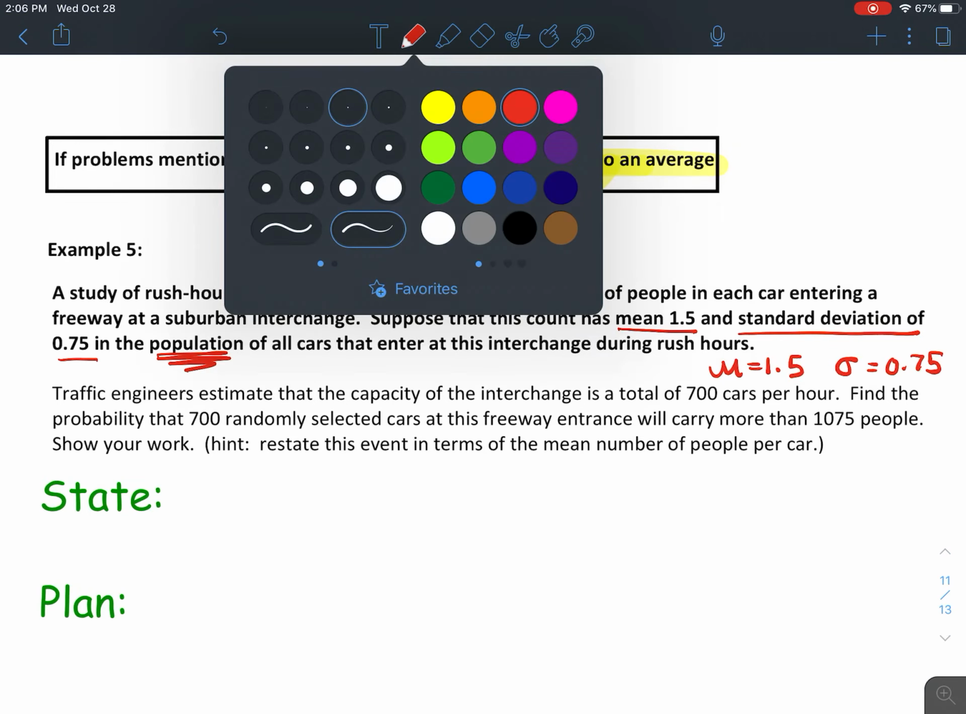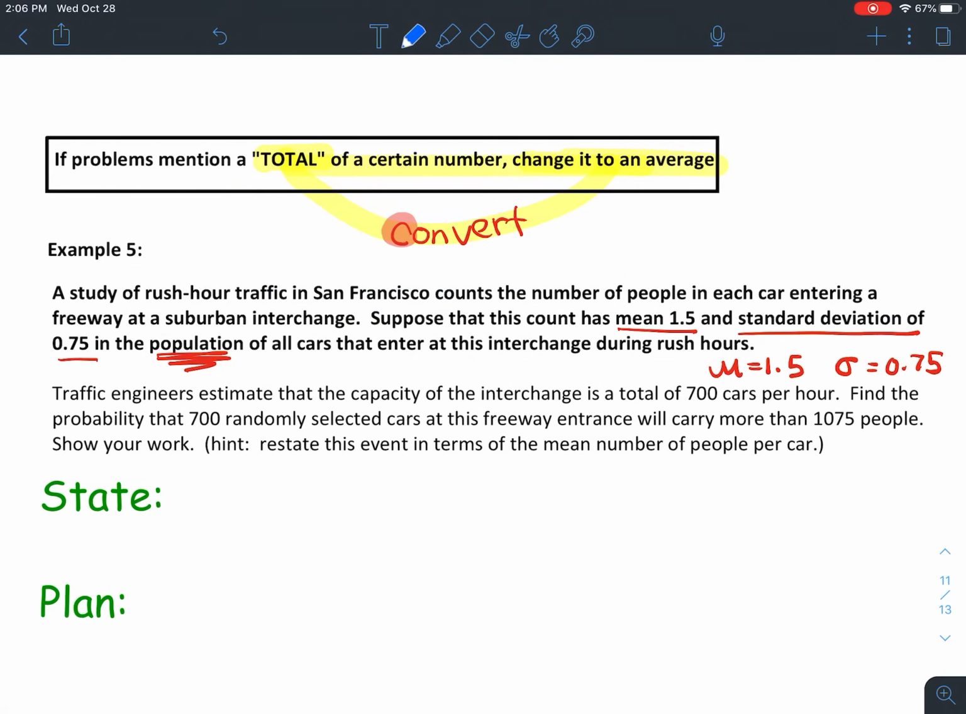It says here that traffic engineers estimate that the capacity of the interchange, this is the total capacity, is that it could hold 700 total cars per hour. Now you notice they gave us a total here, and we need to try to convert this over into an average. They want us to find the probability that 700 randomly selected cars at this freeway entrance would carry more than 1,075 people. It's asking us to show our work, and there's a little hint there that says restate this event in terms of the mean number of people per car.